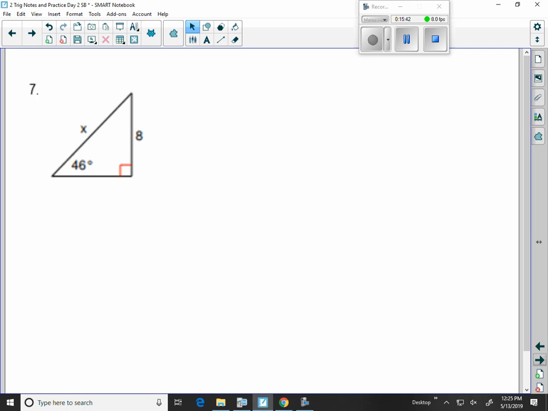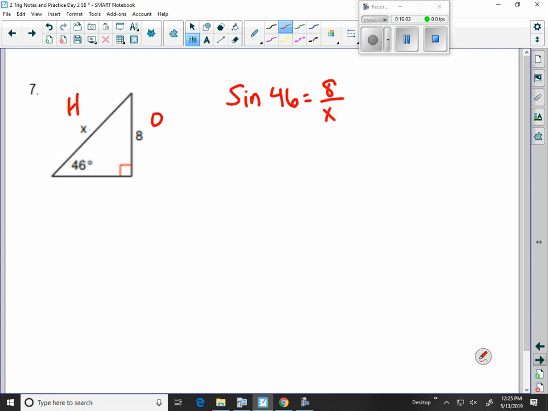All right, number 7. Which side is x? Which side is 8? Which trig function? Sine. I said sin. Ooh. Uh-oh. Problem. Okay. What's different about this one?